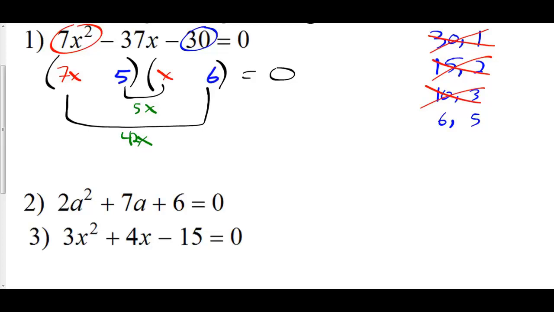And because I want negative 37x, my bigger number of those two things needs to be negative. So if my negative is on my 42, and that means my negative is on my 6, then I will get the right answer. I'll get negative 37. And it finally multiplies the negative 6 and the positive 5. So that is where we are at.